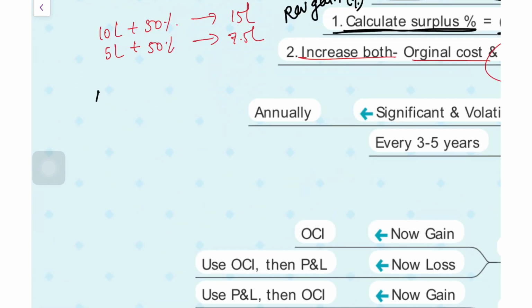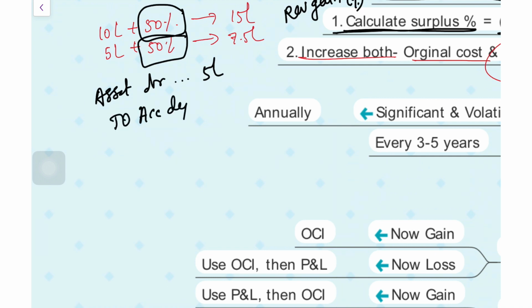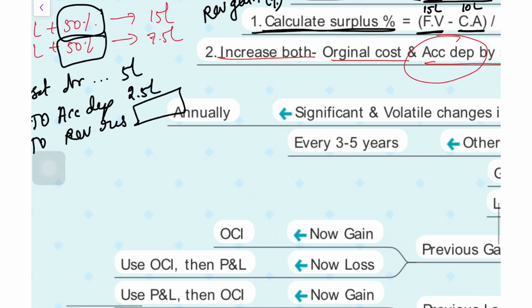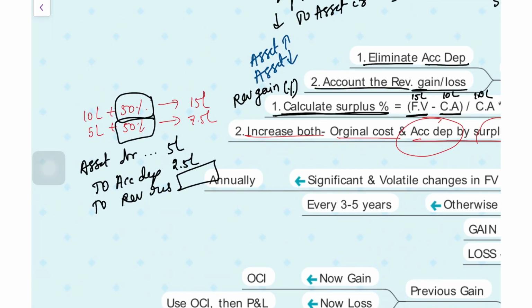So what is the entry for this? You have to increase your asset. The asset account, you are going to debit with whatever the increase is. Whatever the 50% is alone, you will increase here. So 50% of 10 lakh, which is 5 lakh rupees. And then you have to increase your accumulated depreciation also. What is the 50% increase here? 5 lakh into 50%, which is 2,50,000. You increase with that, and then to revaluation reserve, however much the total revaluation gain was, you write it here. I hope you understood this.